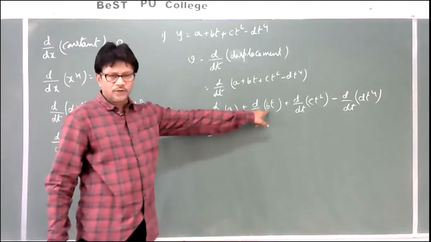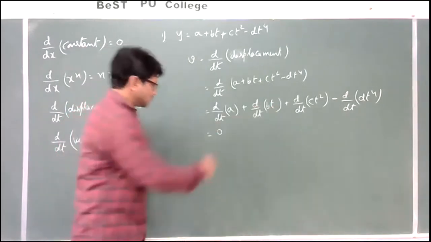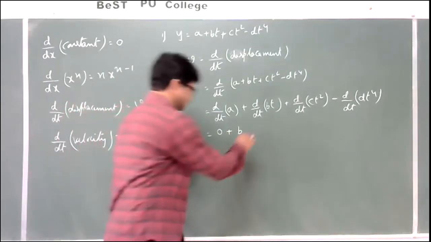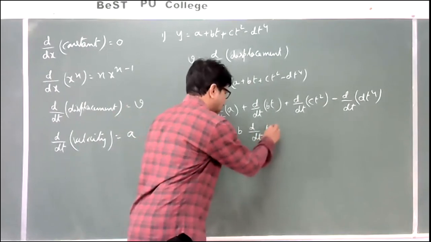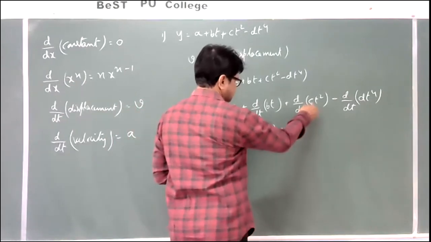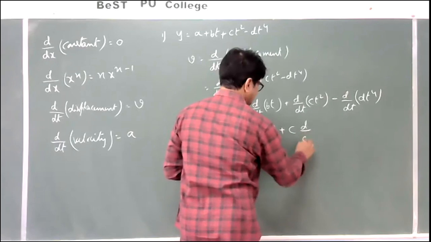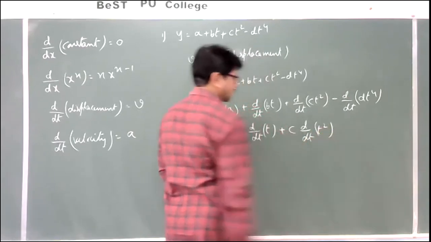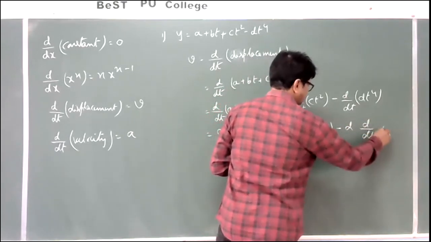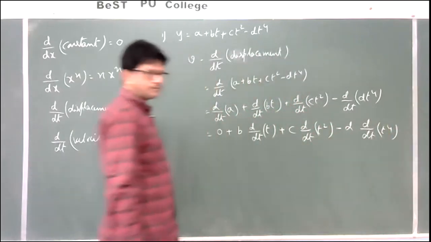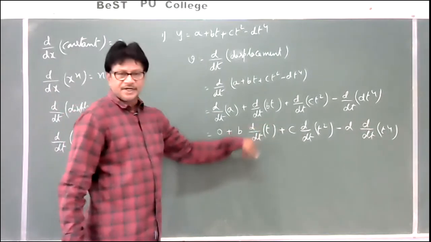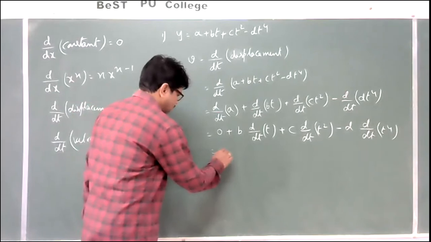Here b is the coefficient of t. So I will bring the b out of the differentiation, as we discussed yesterday: b times d by dt of t. Plus, I will bring the c out of the differentiation, d by dt of t square, minus d by dt of t to the power of 4. So this is dt by dt, cancel. We'll have b.